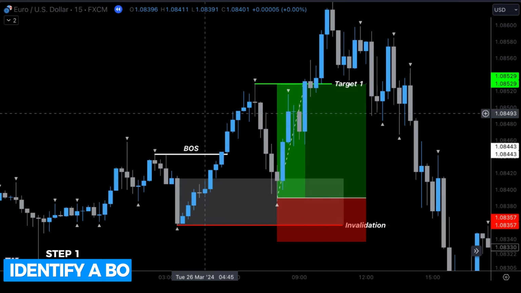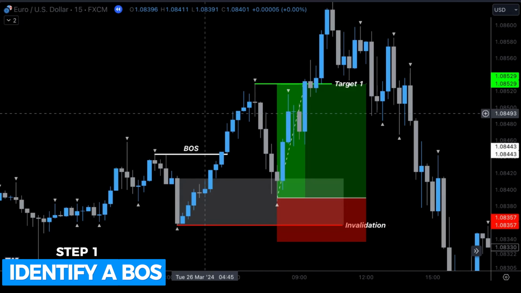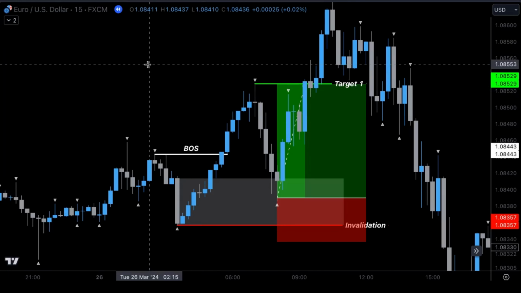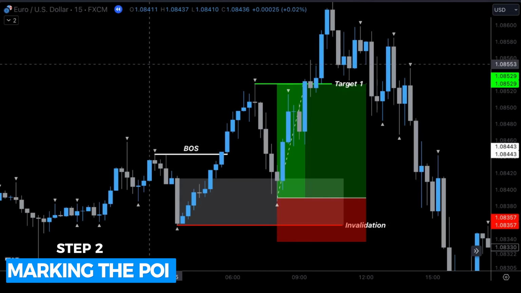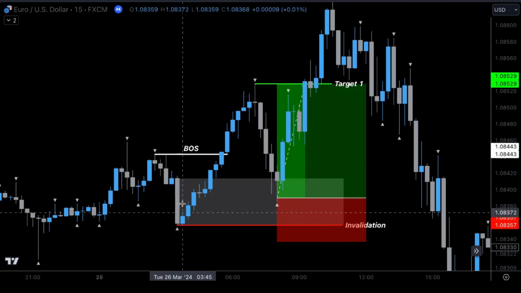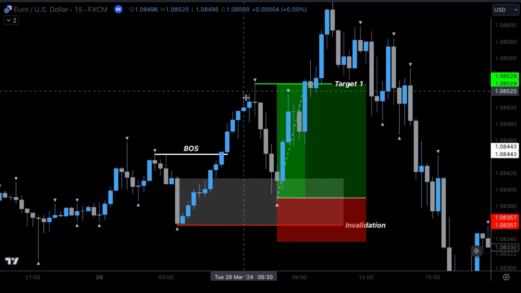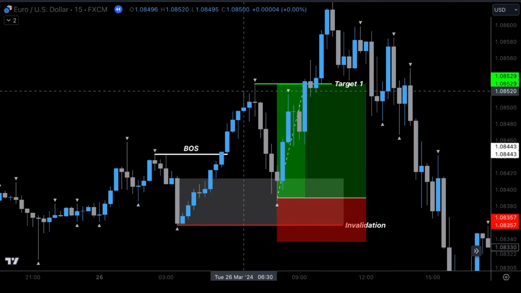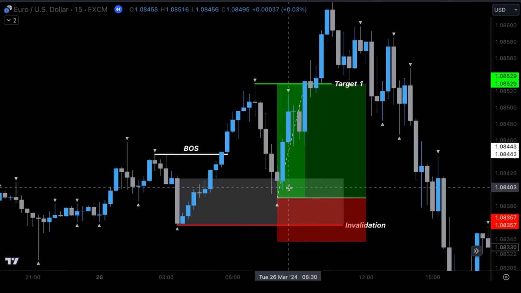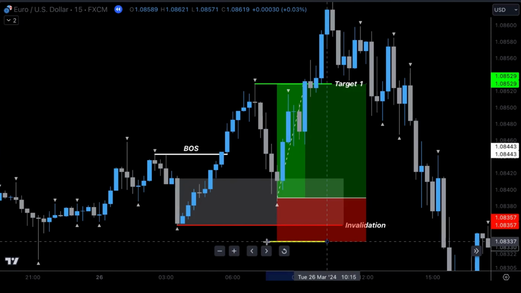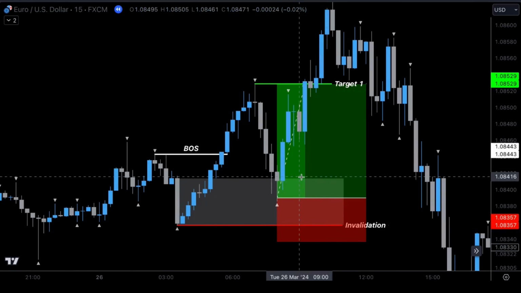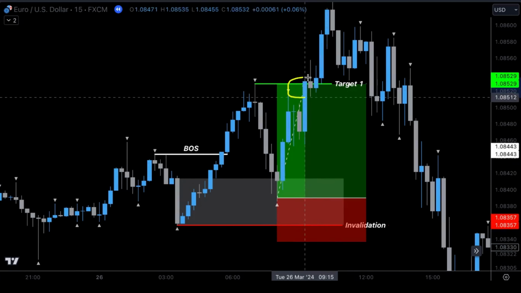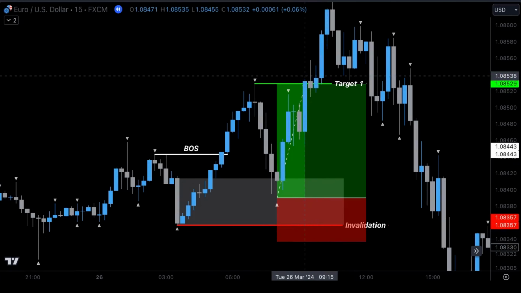And just to recap, this is step number 1, identify a strong break of structure. Step number 2, marking on the point of interest, which is the order block, the last down candle before the break of structure. And then step number 3, which is setting your limit order and your stop loss and take profit. So limit order goes around the order block. Invalidation, stop loss goes below the low, give it a little bit of room to breathe, and target, the most logical place, is the most recent high that we have just created. So that is a long example. Now let's look at a short example.